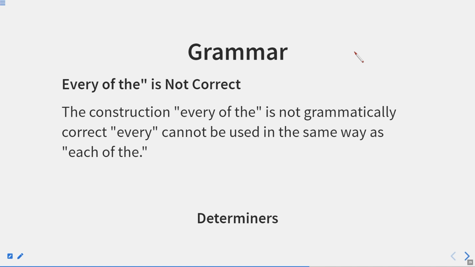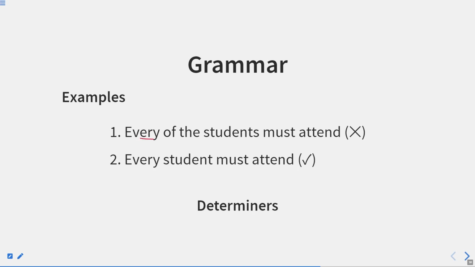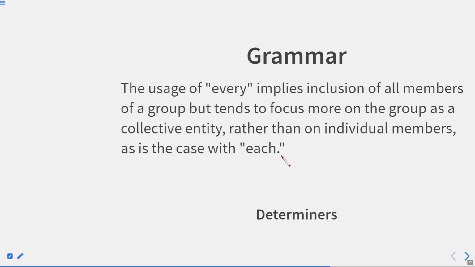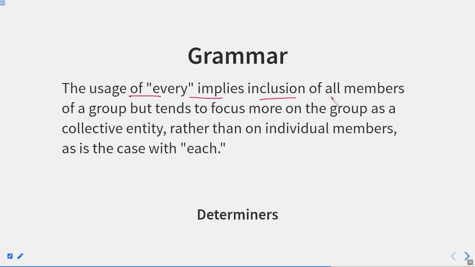"Every of the" is not correct. We use the phrases each of them or each of the students, but we cannot use every of the students. That will be incorrect. The construction "every of the" is not grammatically correct. Every cannot be used in the same way as each of the. Example: "Every of the students must attend." This is incorrect. "Every student must attend." This is correct. The usage of every implies inclusion of all members of a group, but tends to focus more on the group as a collective entity rather than on individual members, as in the case of each.